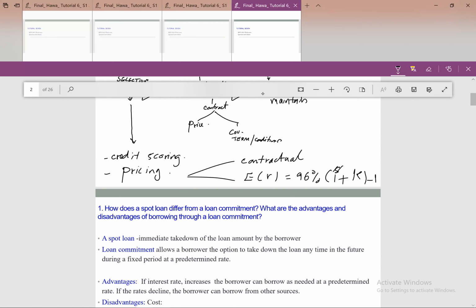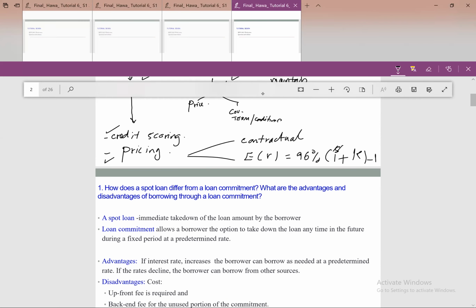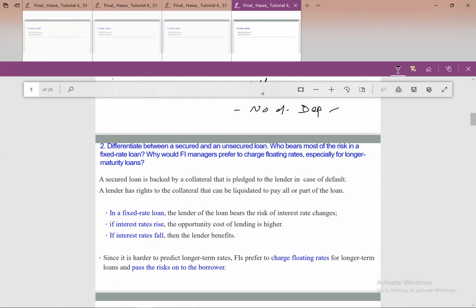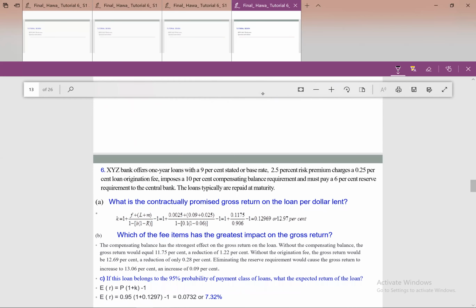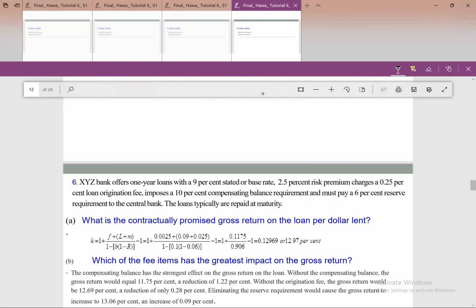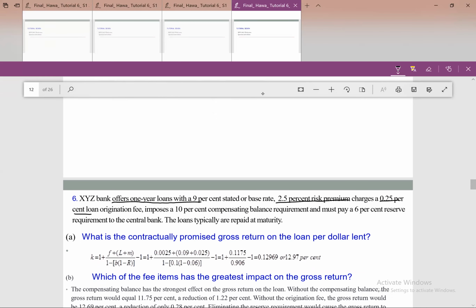Now, I want to talk first about this issue, and then I will talk about the credit scoring. Let's talk about this issue first. Let's go to the problem number. This is a loan that offers 9%, with a straight 2.5% premium, and charges a 25-cent loan fee. So this is actually, I give $1.